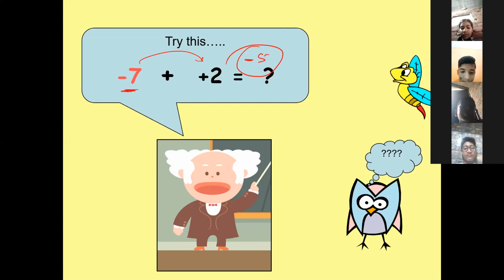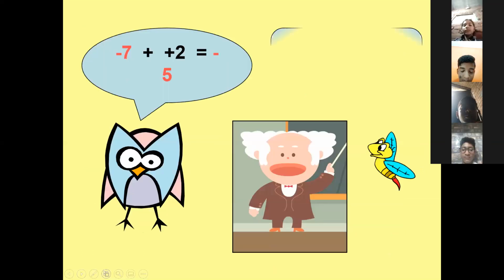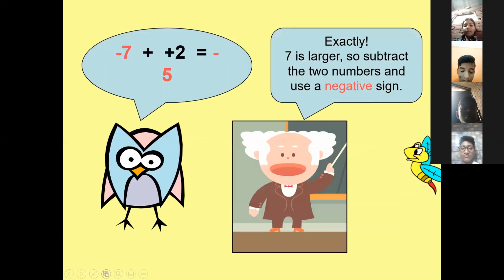Always, if one number is positive and the other is negative, then we have to subtract. Never add the numbers. So this is the explanation. 7 is larger, so subtract the two numbers and then use a negative sign. Okay. So the answer is -5.